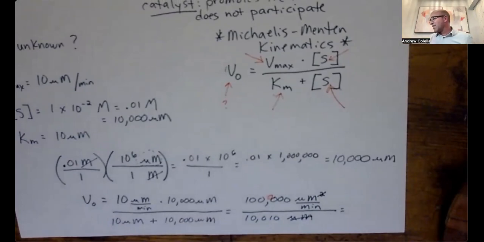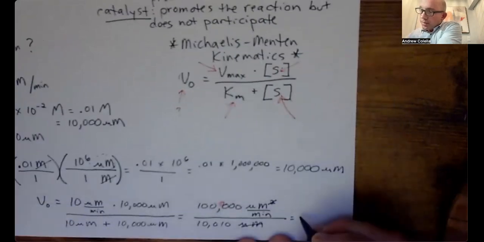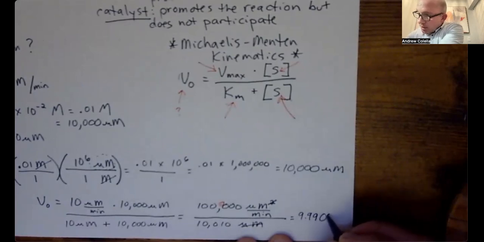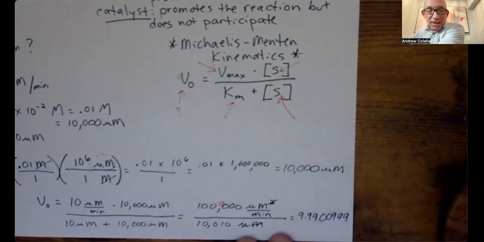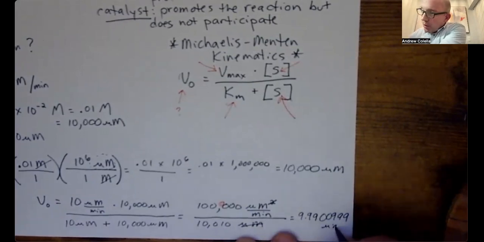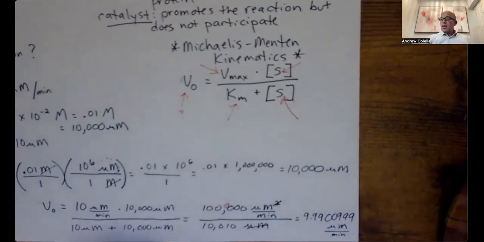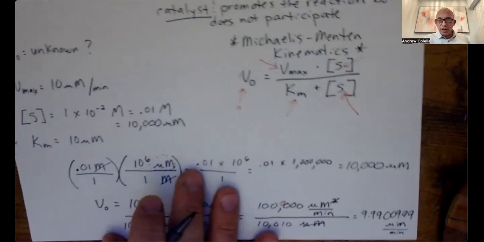As you do the calculations, and I've already done them ahead of time to save us a little bit of time, you take your calculator, 100,000 divided by 10,010 equals, and you're going to get a number that looks like this: 9.9900999. That doesn't look super helpful, but it might be. And of course, our unit is going to be micromoles per minute.